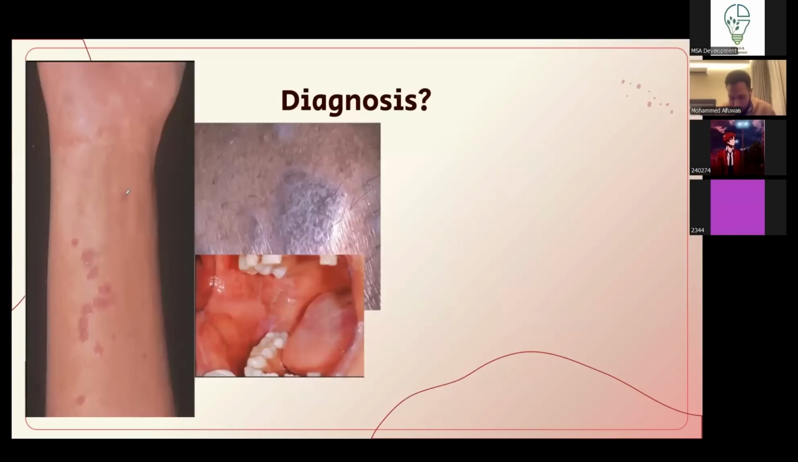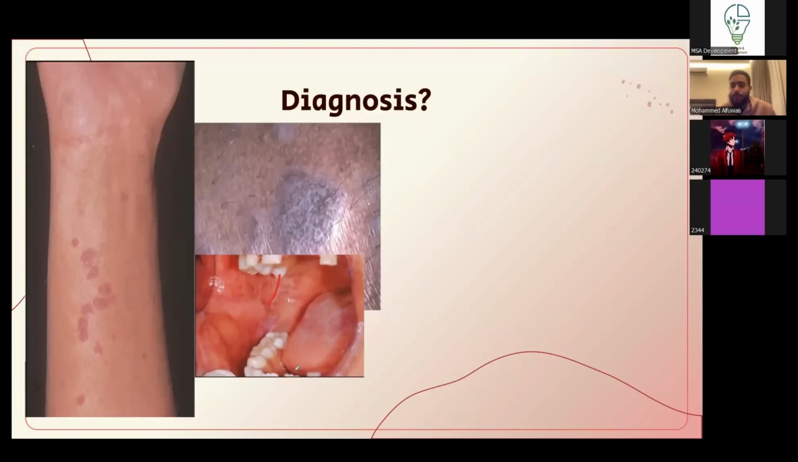Now, we have this patient who's presenting to you with these purple plaques or papules, okay, and affecting the oral mucosa, causing these white lines. What is this disease?